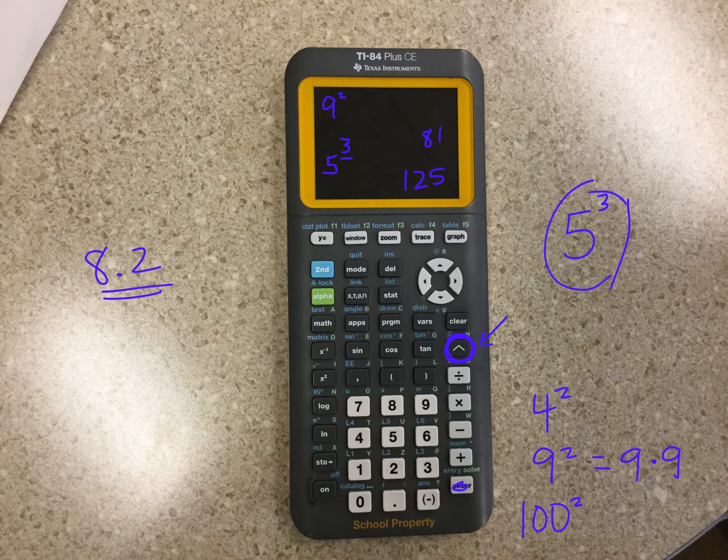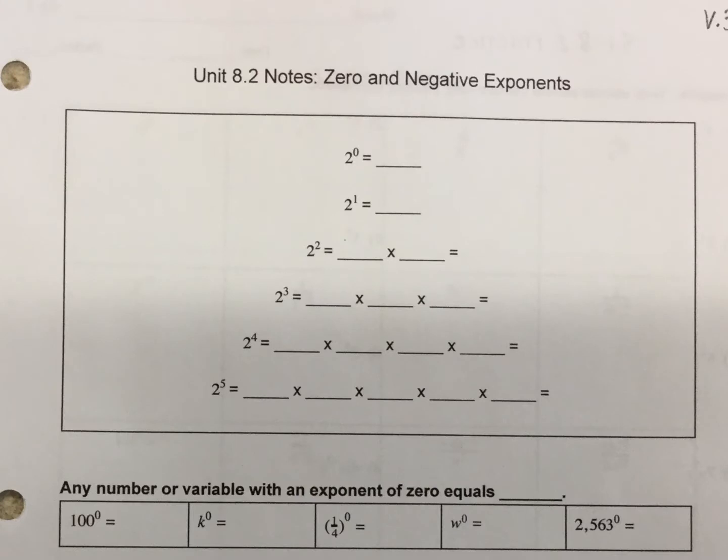All right, flip over to your notes, your 8.2 notes. And if you get your calculator out and you type in 2 to the 0 power, you're going to get a 1. 2 to the first power will be 2. 2 squared is really just 2 times 2, which we know is 4. 2 cubed is 2 times 2 times 2. 2 times 2 is 4, times 2 is 8.